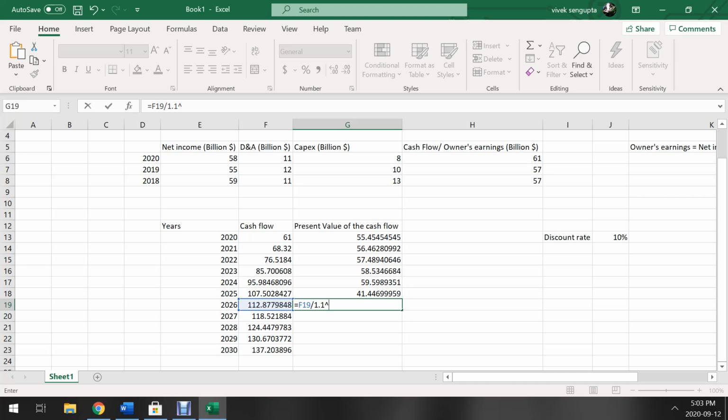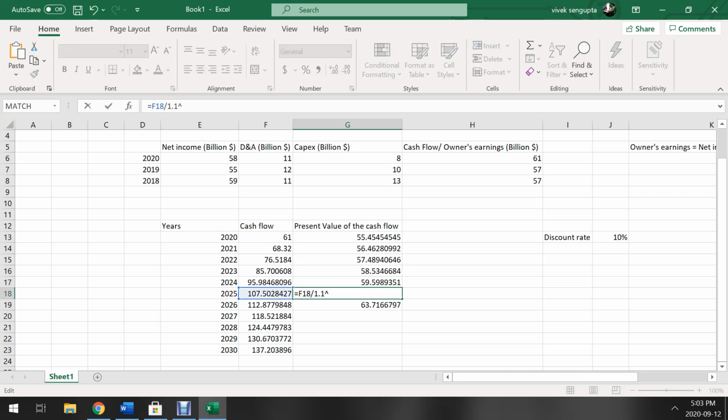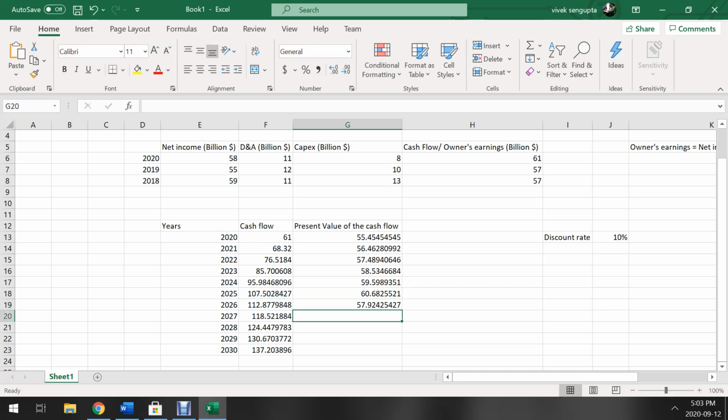I think we are in sixth year now. Let me count: one, two, three, 4, 5, 6. Oh, so this is 6. Sorry, this is wrong. This has to be 6, and this has to be 7. Seventh year. And then we have this 1.1 power 8.